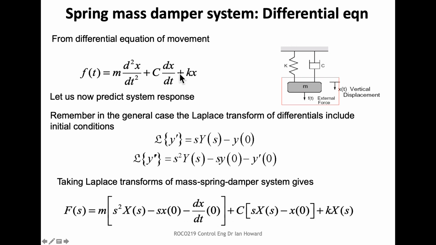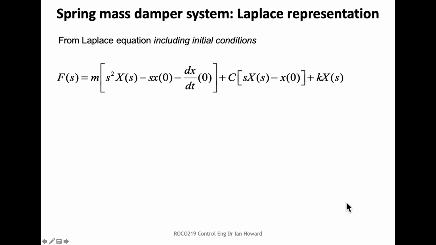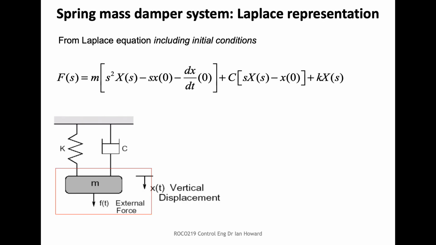Here, dx dt goes to s X of s, take away x of 0, so take away again the initial displacement. The third term is quite simple: kx goes to k capital X of s. So we've got our initial conditions in there.